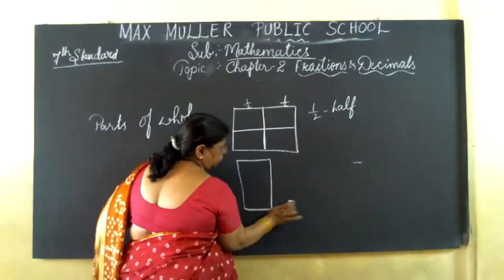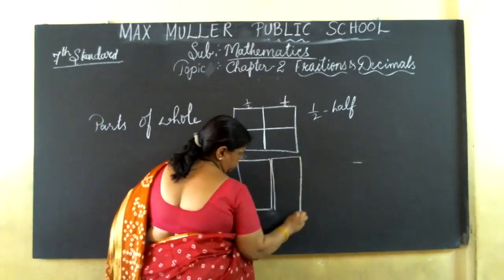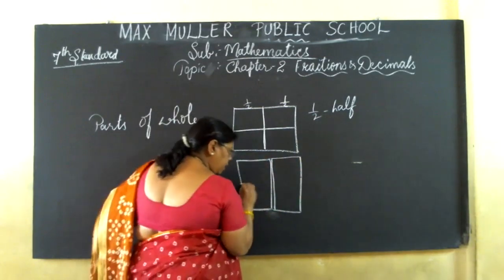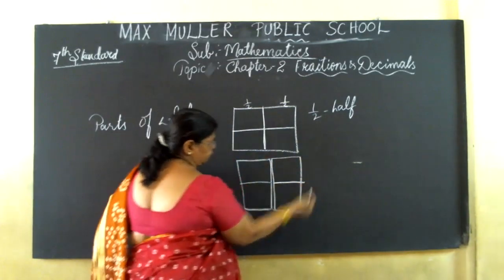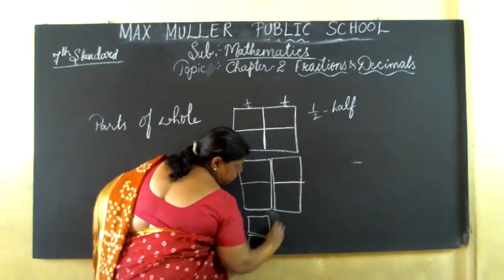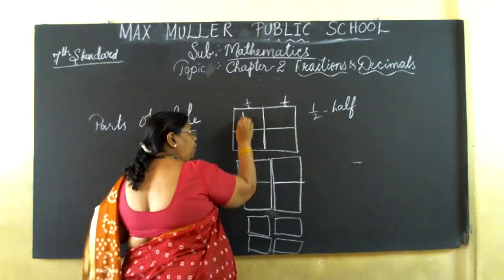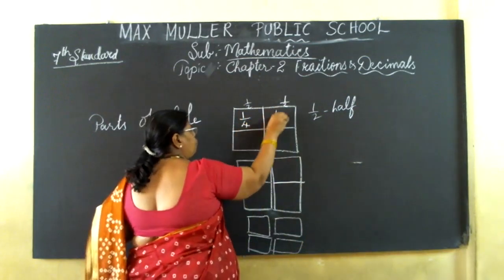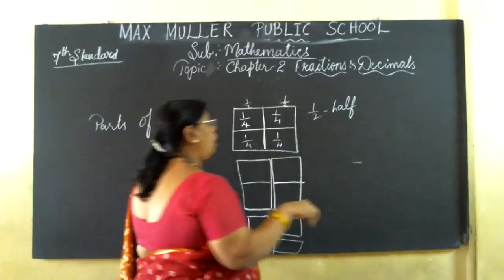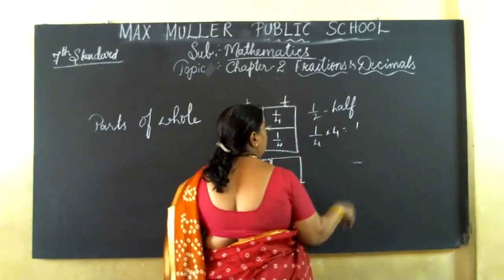Then again, if we divide that half into another half, see, this is one portion, and this is another portion. Half. Now I will divide this half into half. Now what has become here? One has been divided into 4 parts. That will be called 1/4.